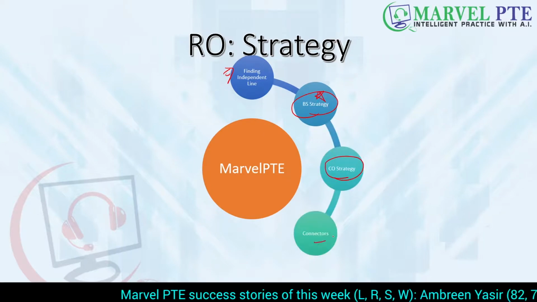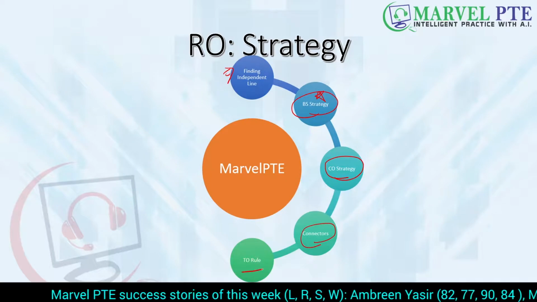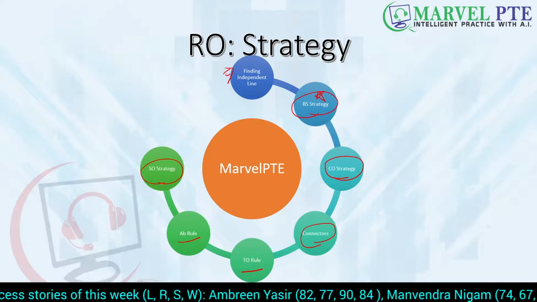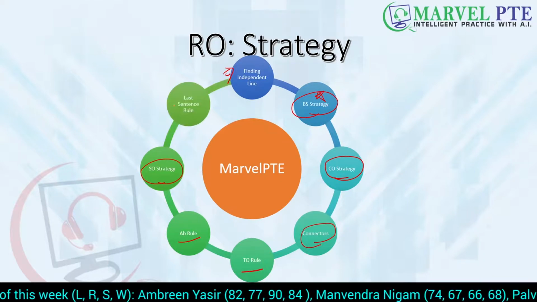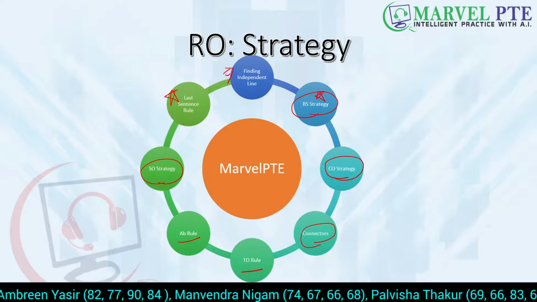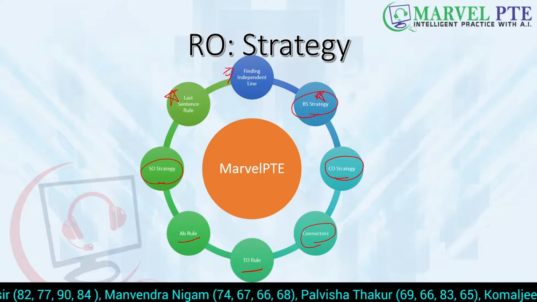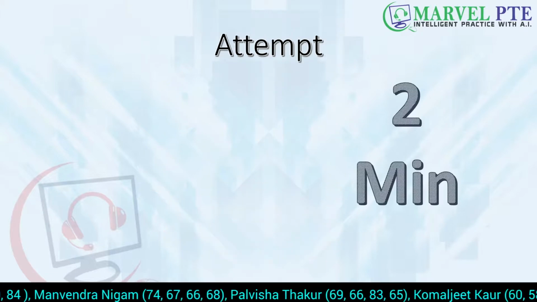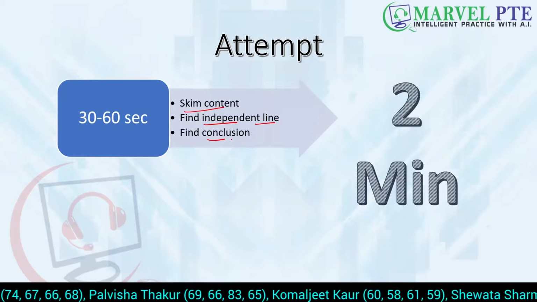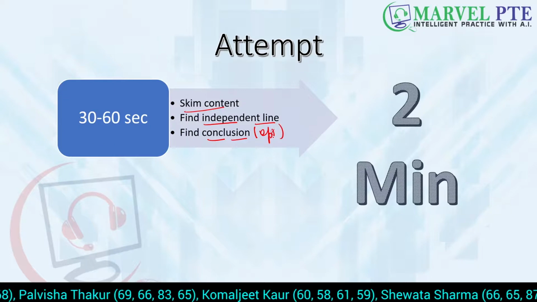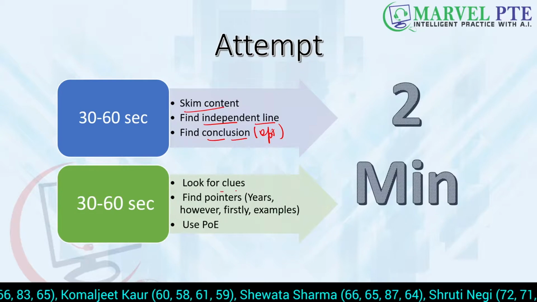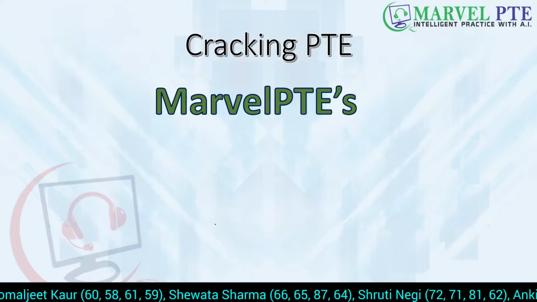Then CO strategy, connectors के साथ भी हम pairs करते हैं. TO strategy, topical order strategy, AB rule, abbreviation rule, SO strategy, subject object strategy, and last sentence rule. So all these are the strategies and rules which we teach to our students so that you are able to solve reorder paragraphs quickly and within 2 minutes. So in first 30 to 60 seconds, you have to skim the content, you have to find an independent line. If possible, it's optional, find conclusion line. And then in next 30 to 60 seconds, look for clues, you have to find pointers, you can use process of elimination also.